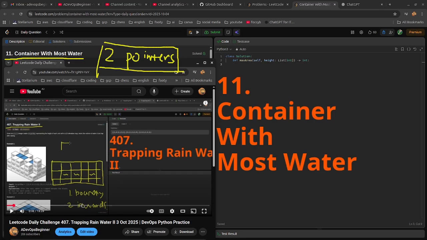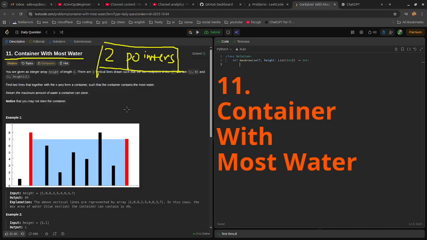There will be two key points. First, set up a boundary. Second, going inward. So those are the two key points.